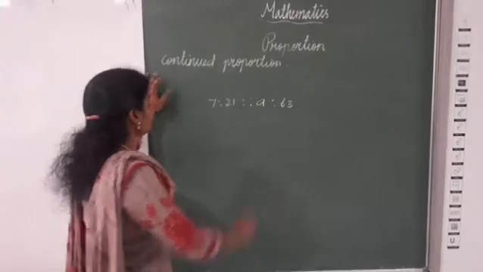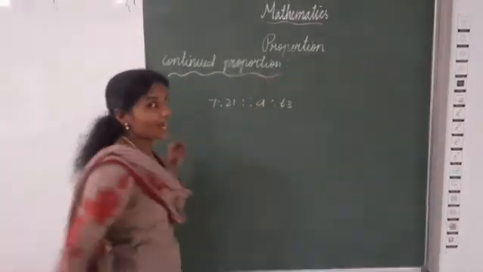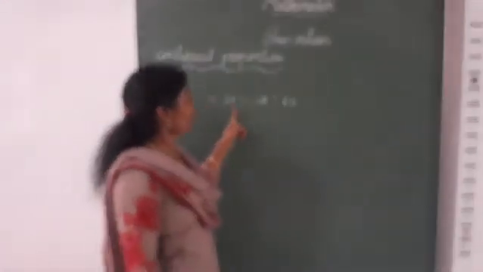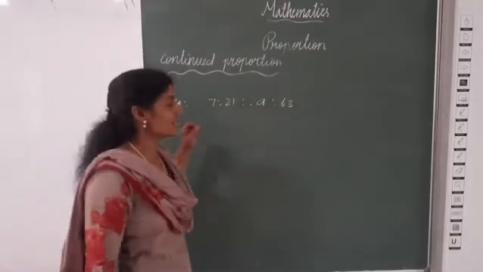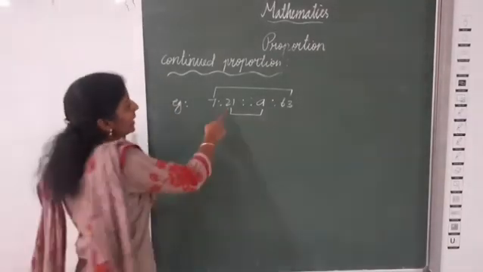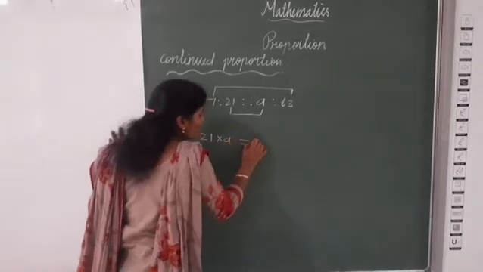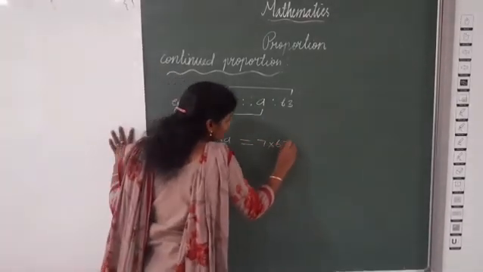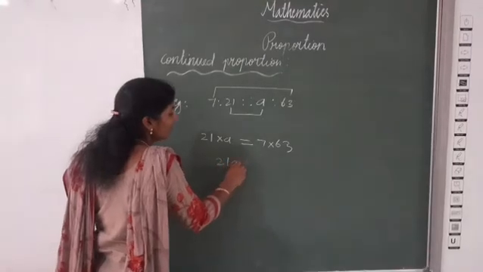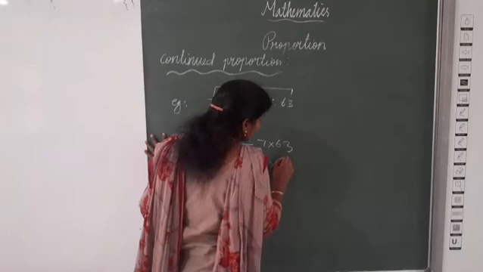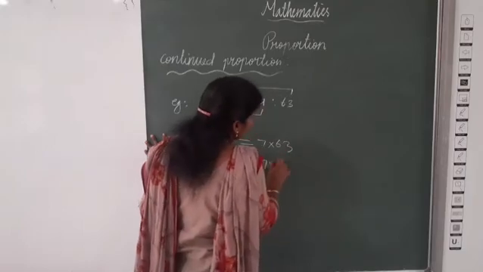Are you clear? Now next one, continued proportion. What is continued proportion? For example, now listen, 7 is to 21 as A is to 63. The means are 21 and A, the extremes are 7 and 63. Product of means is equal to product of extremes: 21 into A is equal to 7 into 63.